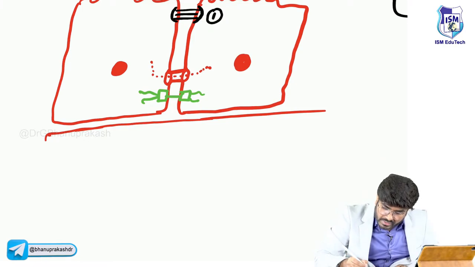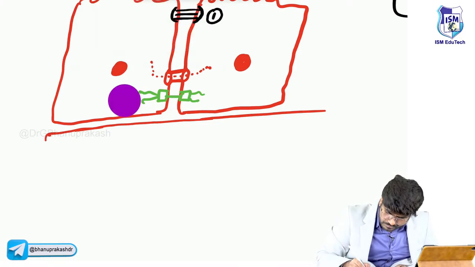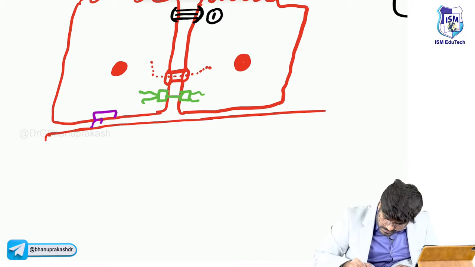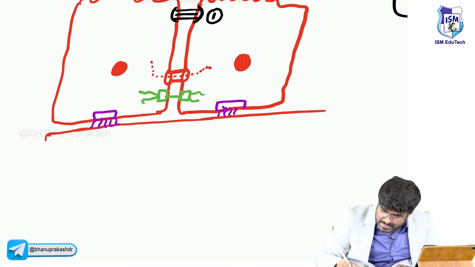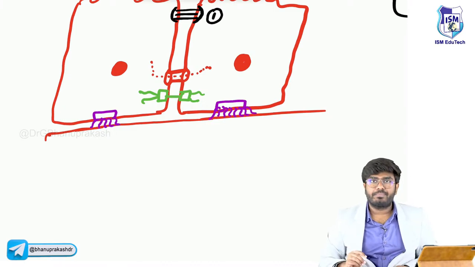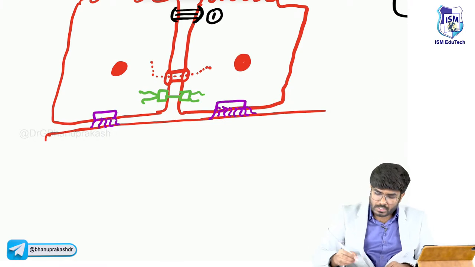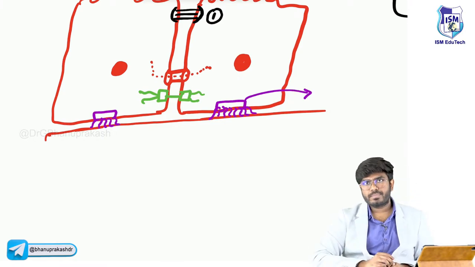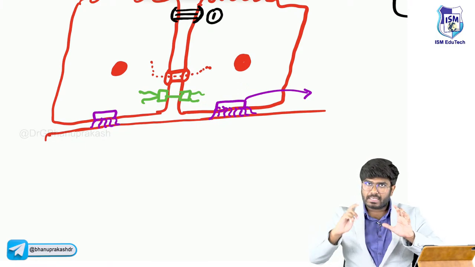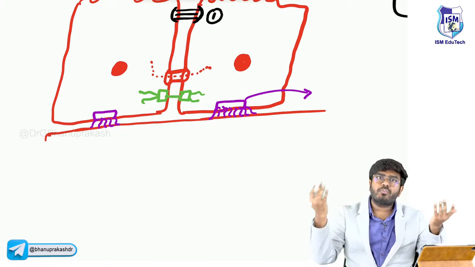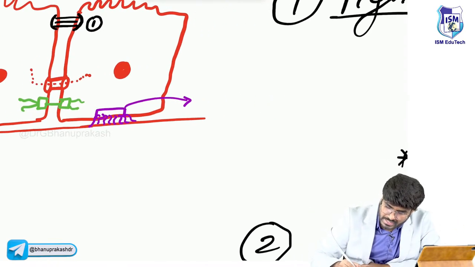Anyone in this class can answer what I am drawing right now. See, what am I drawing right now? So there is this molecule. It is binding the cell with the basement membrane. It's not binding the two cells together. It's also tightly binding the cell with the basement membrane, otherwise the cell is going to be floating. So this molecule is called the hemidesmosome.